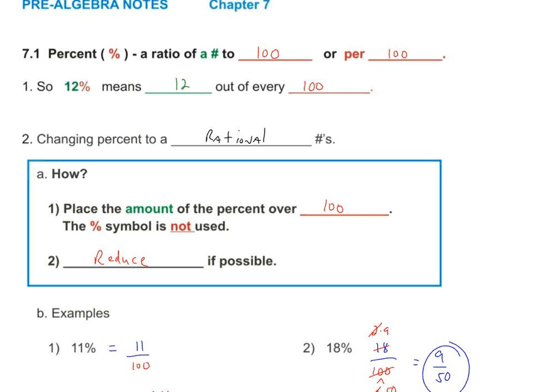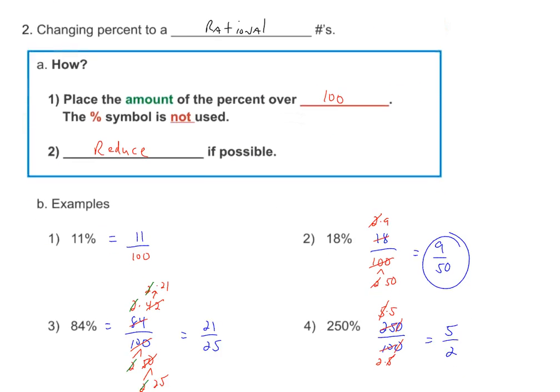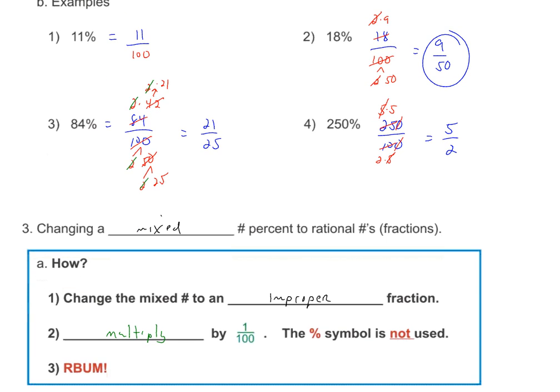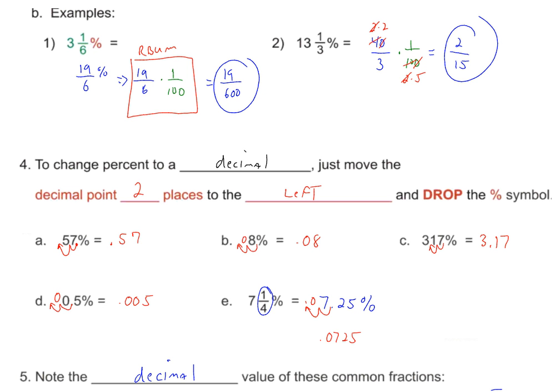All right, we had a look at changing a percent to a fraction. How do you do it? Well, because percent means out of every 100 or per 100, simply divide by 100, drop the percent symbol, and reduce. Don't worry about it being a mixed number. In this case, instead of dividing by 100, it's easier to multiply by 1 over 100. Again, reduce before you multiply.